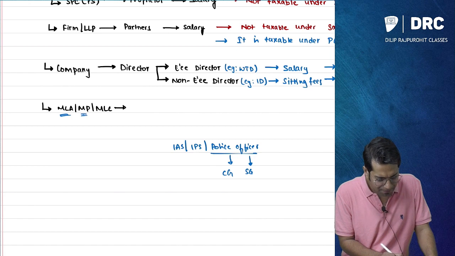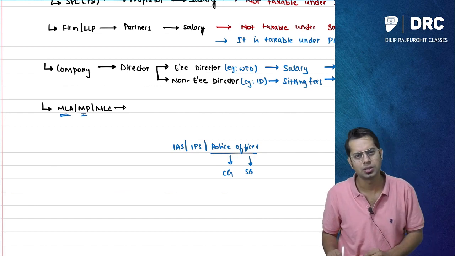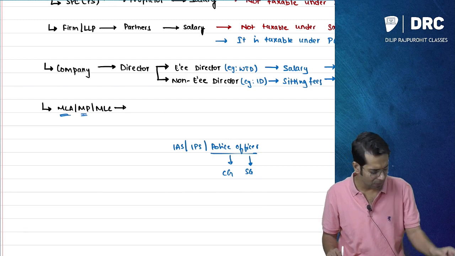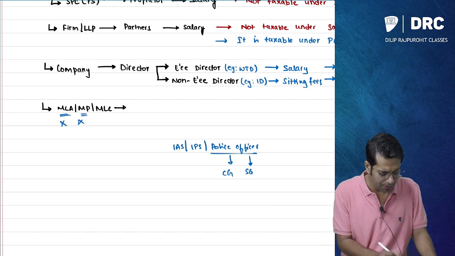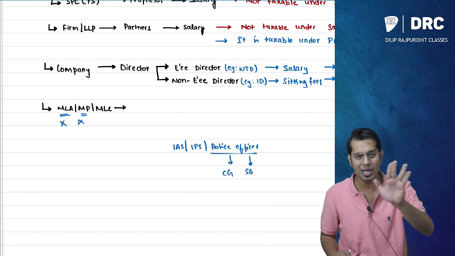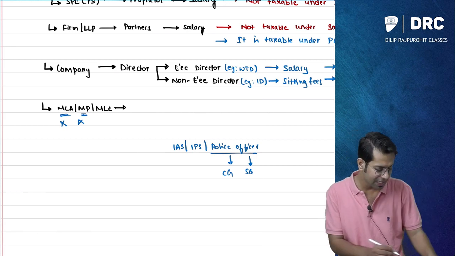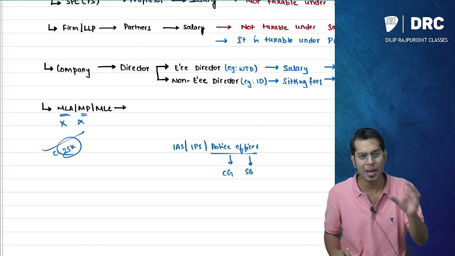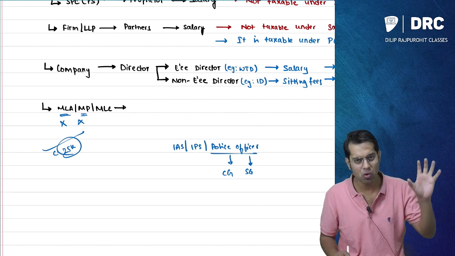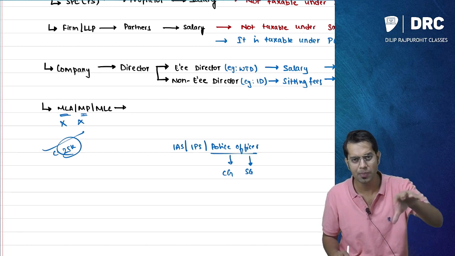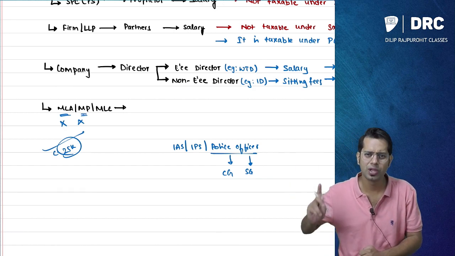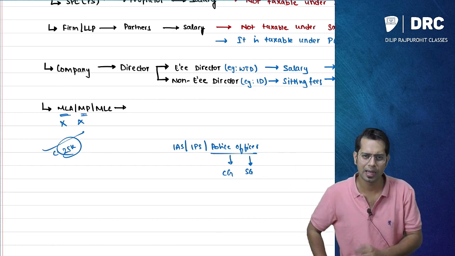Is an MLA or MP a government employee? An MLA is not a government employee. Please understand this carefully. An MLA is not a government employee, but still he gets some money. Assuming, let us say, 25,000 rupees per month an MLA is getting from the government because he is holding that position. Now, is this amount taxable under the head salary?